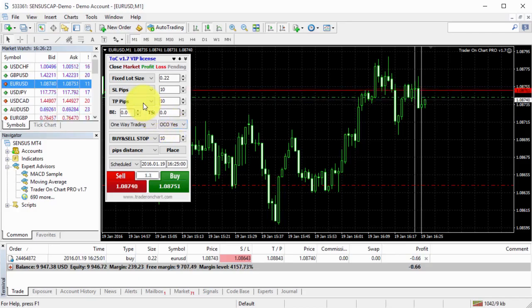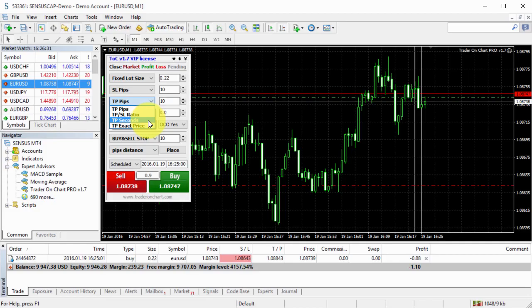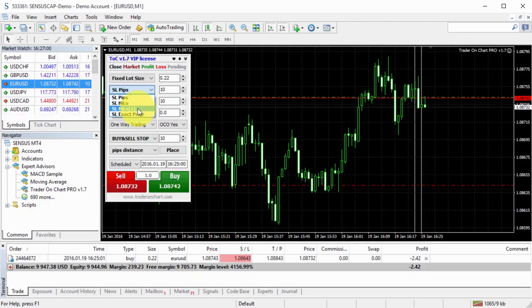So there are a couple more features. We can set take profit in seconds. Those are for scalpers. And we can also set take profit at an exact price. And also the same for stop loss. We can also set stop loss at an exact price. And also we have an option to set stop loss at the high or low of the previously closed price bar. And this next one is the second closed price bar.